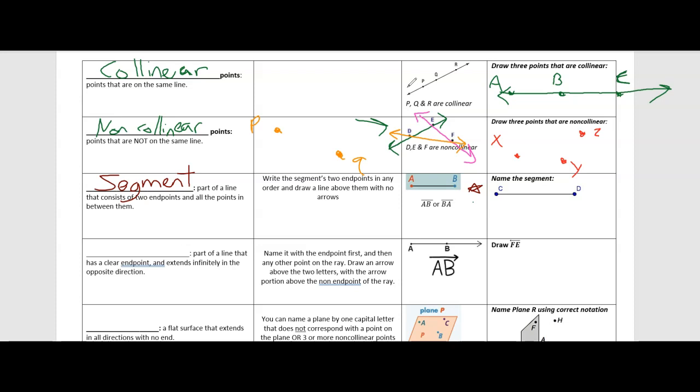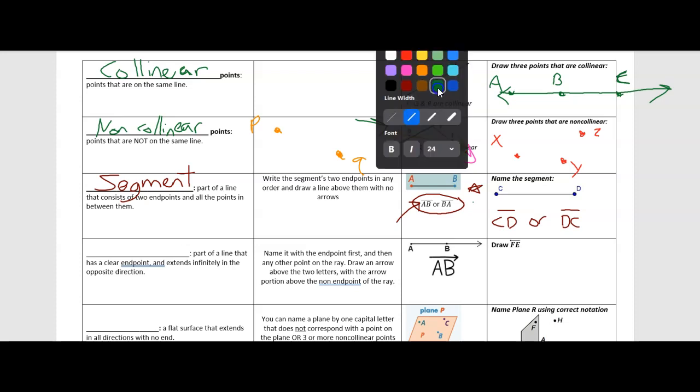The way you can name it, you use the endpoints. So AB or BA, it doesn't matter the order. What you need to pay attention to though is notice that there's no arrows on the bars on top of the letters. Okay, if there were arrows, we'd be talking about line AB or line BA. If you leave the arrows off, it becomes a segment. So if we come over here to segment CD, I could name this segment CD or segment DC.